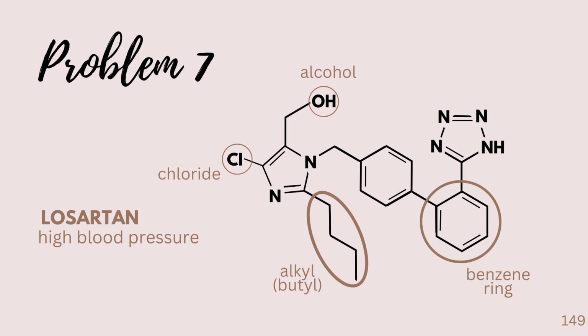Now, this kind of interesting nitrogen-rich structure has a name. I know some of you may not be familiar with this, but this is called a tetrazole, and this appears in drugs from time to time. So those are the functional groups in losartan.